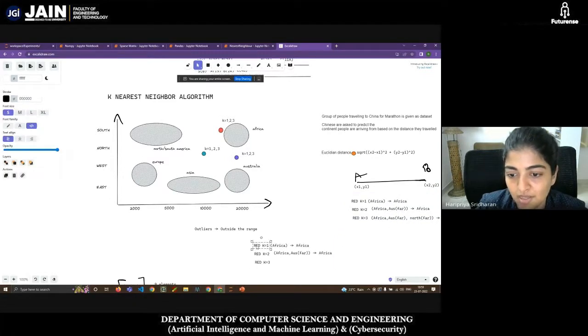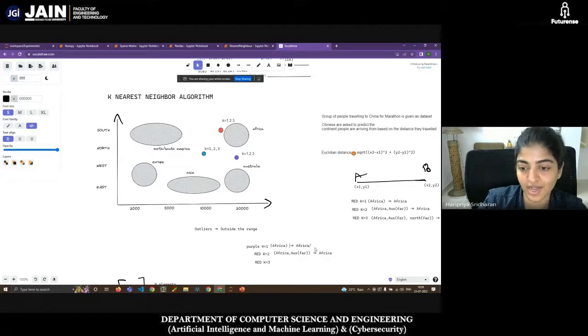Okay, let's take this purple dot. So what happens in this purple dot? If you are putting a point here and trying to determine distance, both Africa and Australia are equidistant. So K1, if you're going to just put one distance, it can still be Africa / Australia. If you're going to put K is equal to 2, then it is still Africa / Australia.